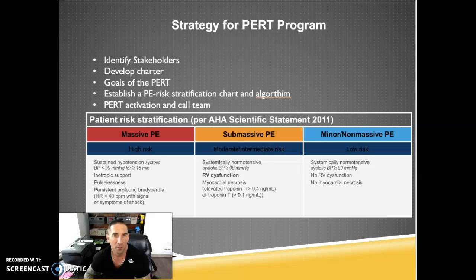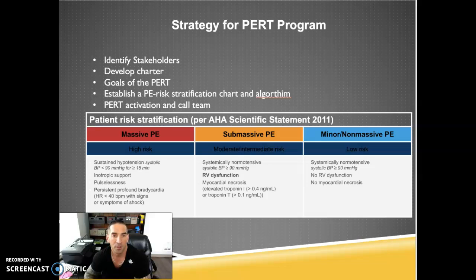The initial step is going to be to develop a charter, a working charter of what expectations are of team members and stakeholders. What are the overlying goals of the PERT? What is the institutional goal? It may be to address treatment delays. It may be to improve quality outcomes. Those will all be determined in the initial meetings with this PERT multidisciplinary team.